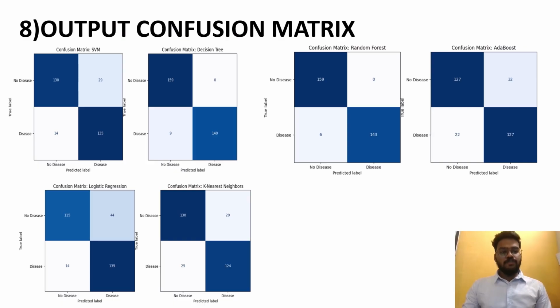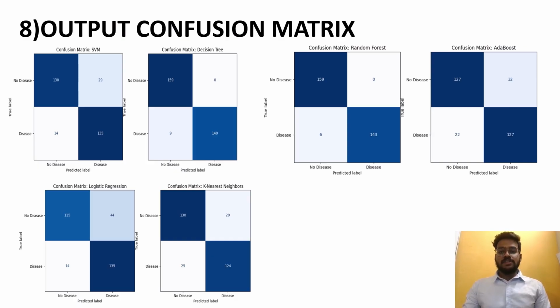First, we have SVM. It has 135 true positive and 130 true negative. Next, we have decision tree. It has 159 true negative and 0 false positive. Next, we have random forest. It has 143 true positive and 6 false negative.